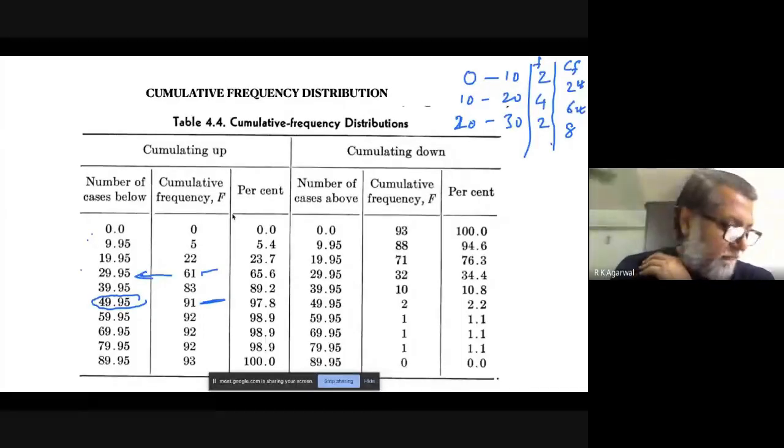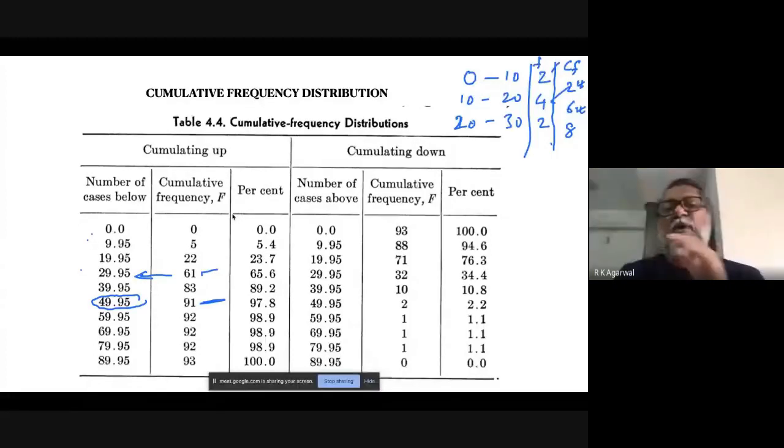And how have we accumulated it? Just like this. 2, then 2 plus 4, 6, then 6 plus 2, 8. You can also count it backwards. For example, what must be the frequency of this? 91 minus 83, that is 8. What must be the frequency of the next one? 92 minus 91, that is 1, and so on.